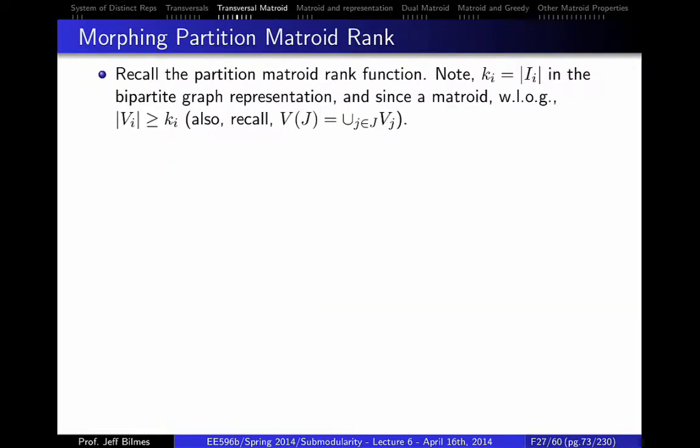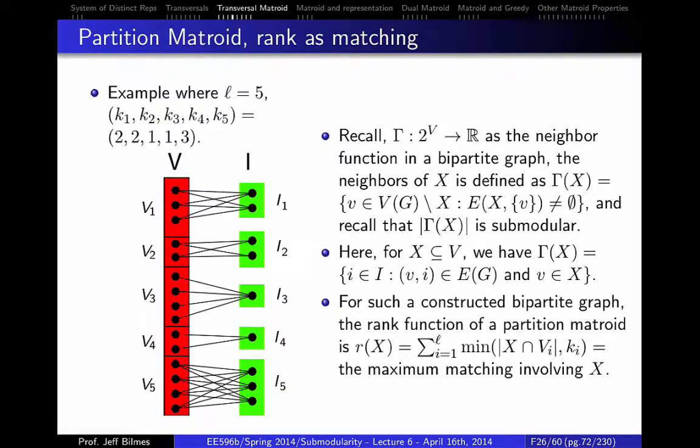Okay, so the next thing we're going to do is morph from the partition matroid rank to the transversal matroid rank. So let's start off with a little bit of notation. Remember in the partition matroid rank function, we have this bipartite graph representation where k_i corresponds to the size of the corresponding set, the corresponding index set, that is.